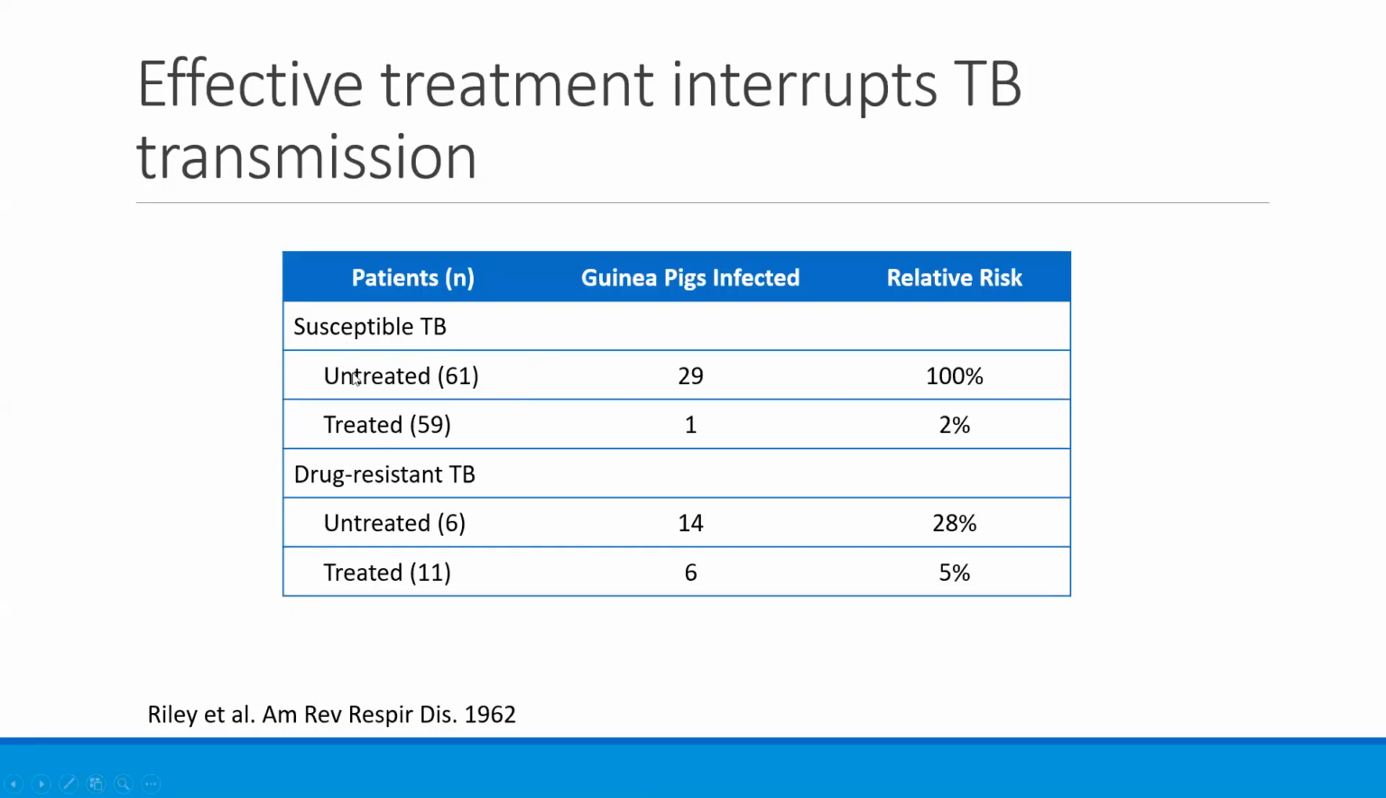So for patients with susceptible TB, those who were untreated, in the first line, 29 guinea pigs were infected, leading to a relative risk of 100%. So all of the guinea pigs were infected in those patients who were not treated. And then looking at the treated group of patients, only one guinea pig was infected. So it greatly decreased the risk of being infectious, which is powerful evidence. There's basically a 98% reduction, and that was really just using 2 drugs.